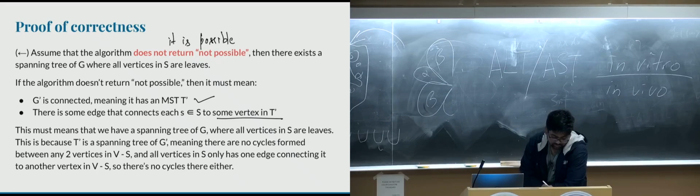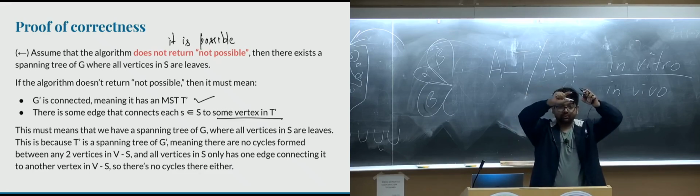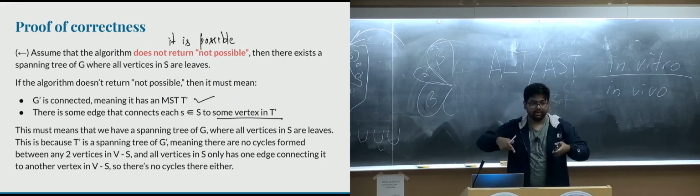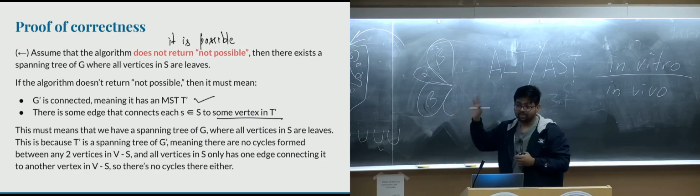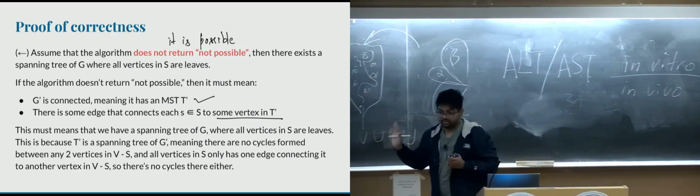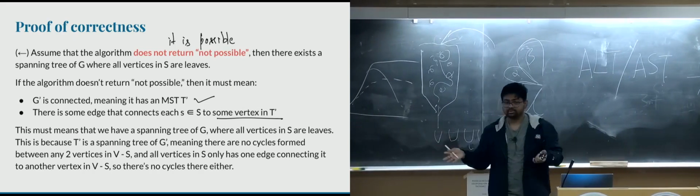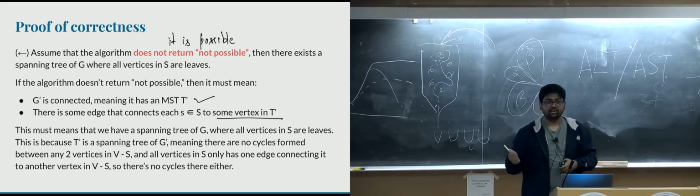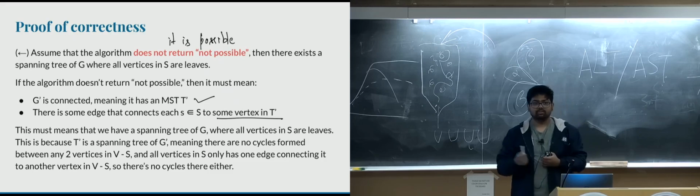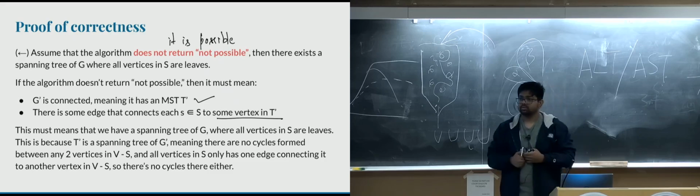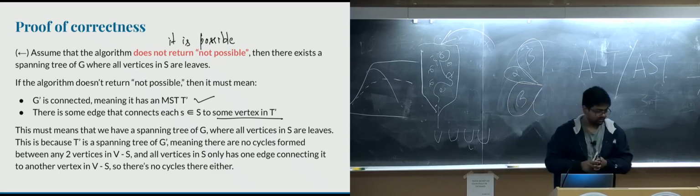Why? This is because T prime is a spanning tree of G prime, and that means there are no cycles in T prime. And when we connect these vertices from S to T prime, it's not creating any cycle either, because we are not connecting a vertex in S to a vertex in S itself. We are only connecting it to T prime. So that's why there is no cycle, and it has to be a spanning tree. We haven't proved that it is a minimum spanning tree. Right now we are just focusing on existence, that such a spanning tree exists. Is it clear? Any questions, any doubt, please feel free to ask. Okay.